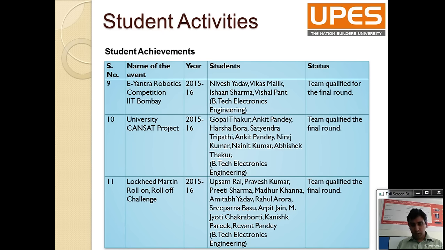University Cancer Project is a project where students create a small satellite the size of a tin can or a Pepsi can, and our students regularly participate in that particular project. And in 2015-16, a team qualified for the final round. There is an event called Roll On Roll Off by Lockheed Martin. It's a very prestigious organization, and our teams qualified for the final rounds.